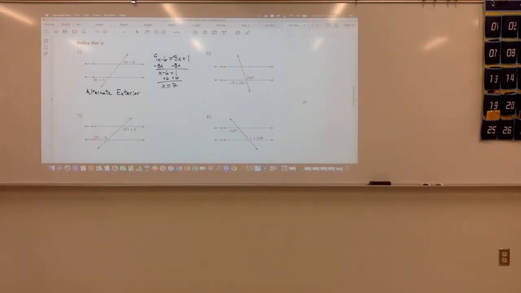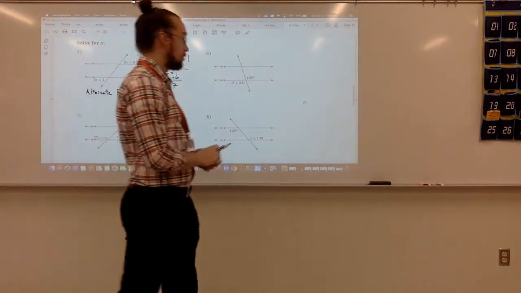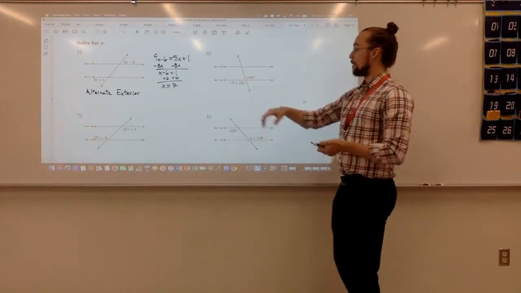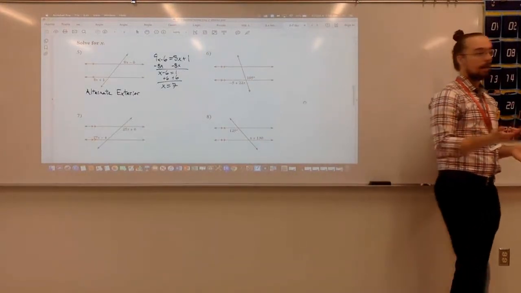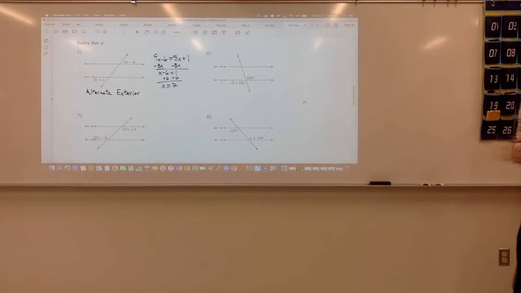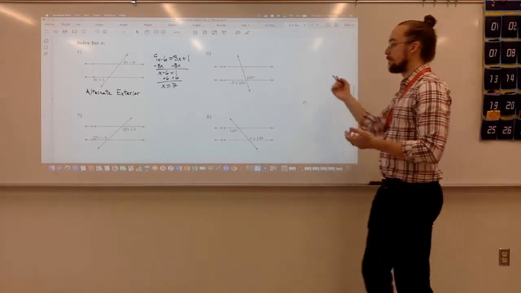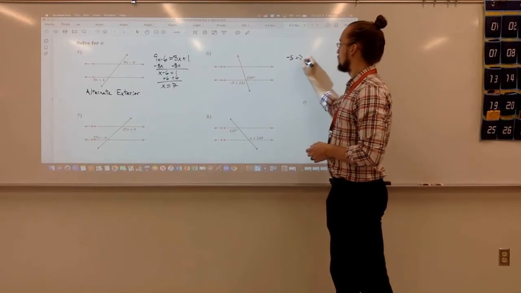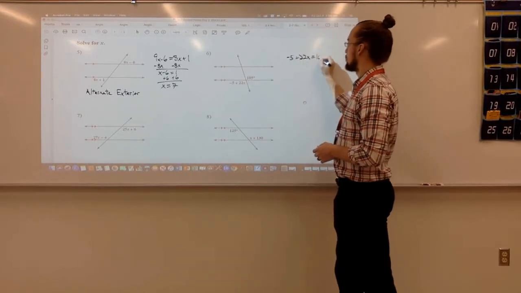How about number 6? What's the relationship between these? Vertical. These are vertical. Vertical angles are equal to each other, not add to 180 or add to 90. So my setup is going to be -5 plus 22x equals 105.